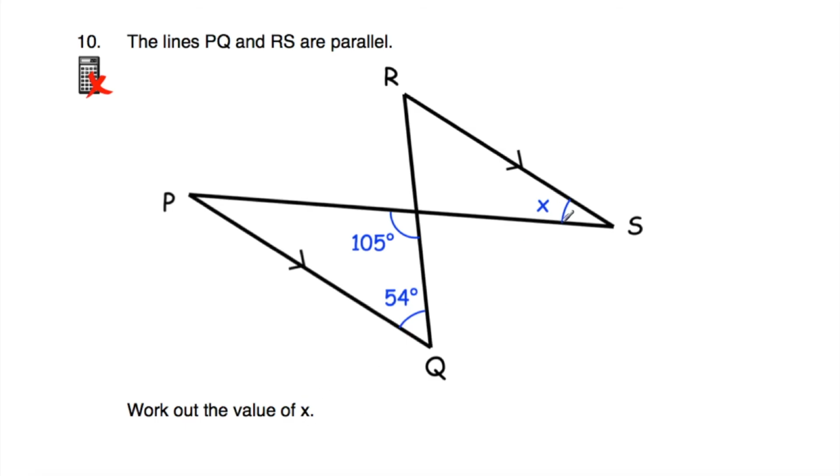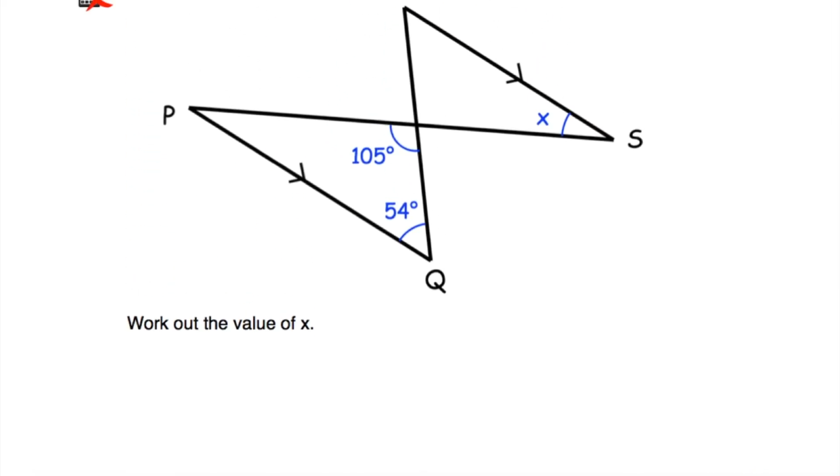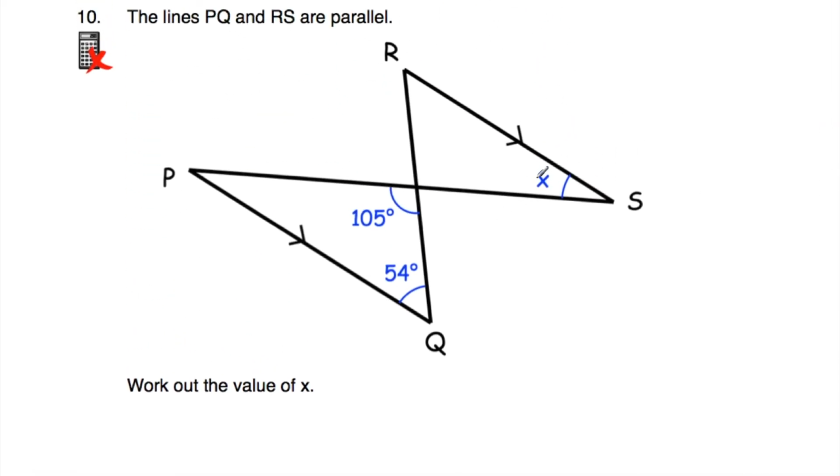We want to find the size of this angle here. The question doesn't actually ask us to give any reasons, so we just need to work it out. The first thing I notice is we've got two lines across each other, RQ and PS, and here we've got 105 degrees. So the vertically opposite angle here will be 105 degrees as well, because vertically opposite angles are equal to each other.